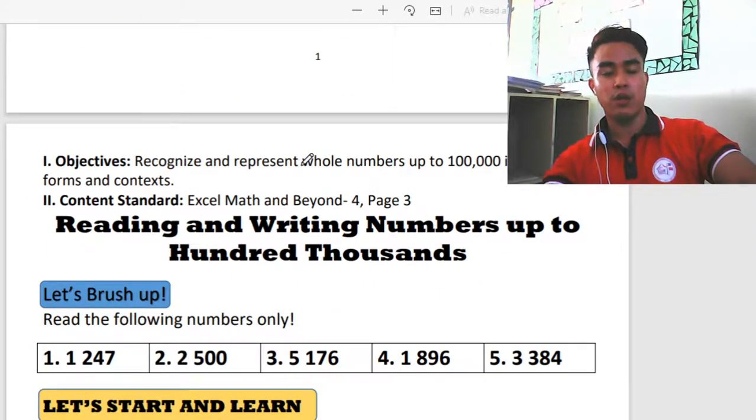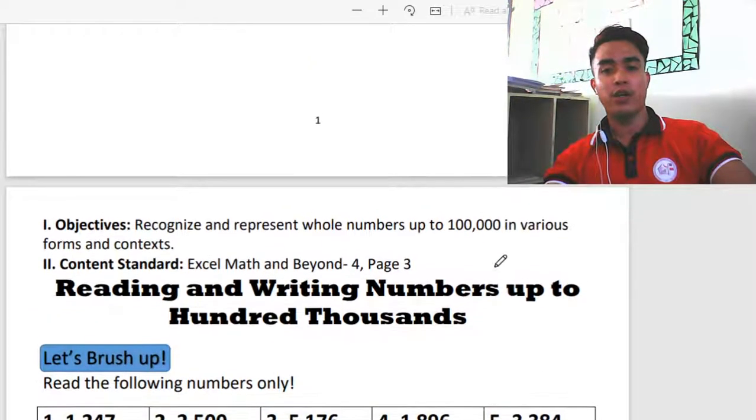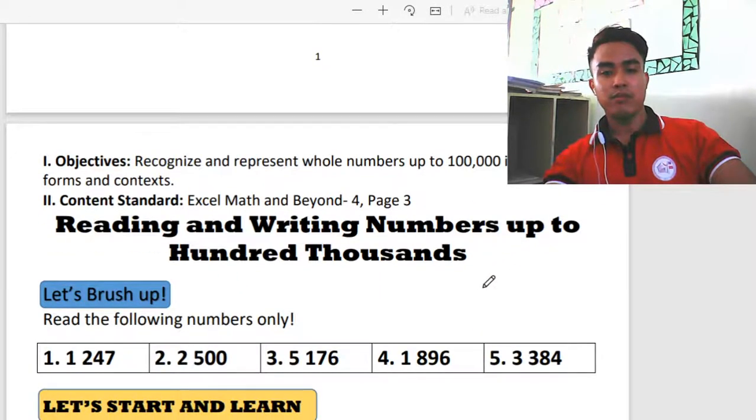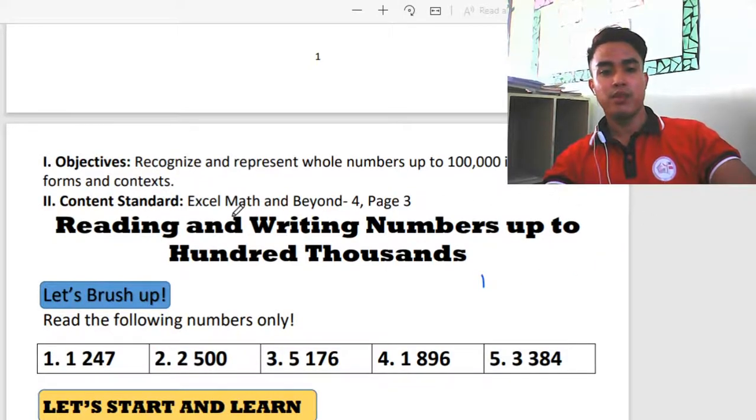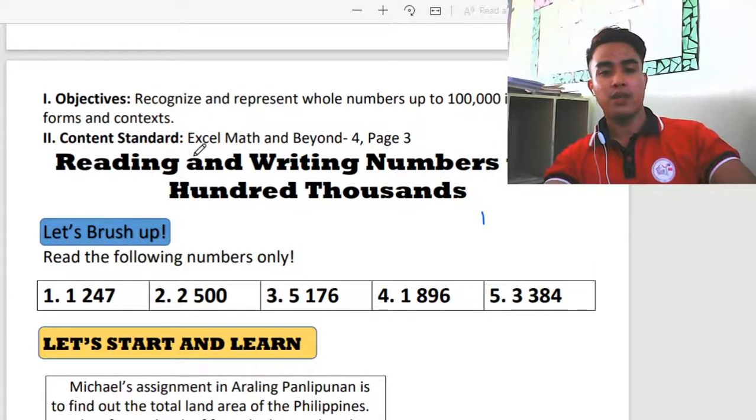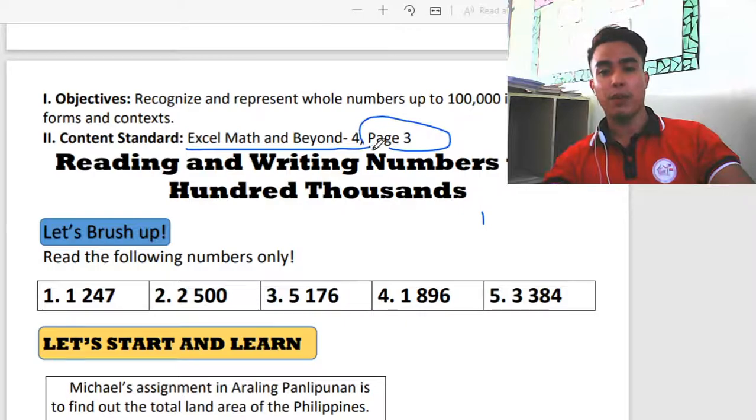In the next page, we have here our objectives. At the end of this lesson, you are expected to recognize and represent whole numbers up to 100,000 in various forms and contexts. The reference that I am using is Excel Math and Beyond, which can be found on page 3.